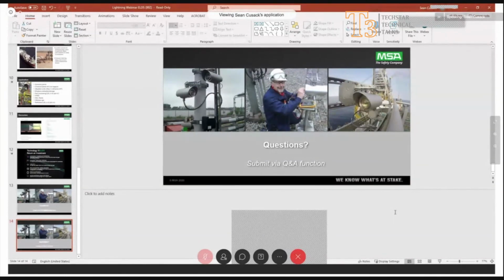Okay, well, here's one. Is there a settable delay if someone is blocking the beam? There are time delays. I just don't know what times you can set them for.